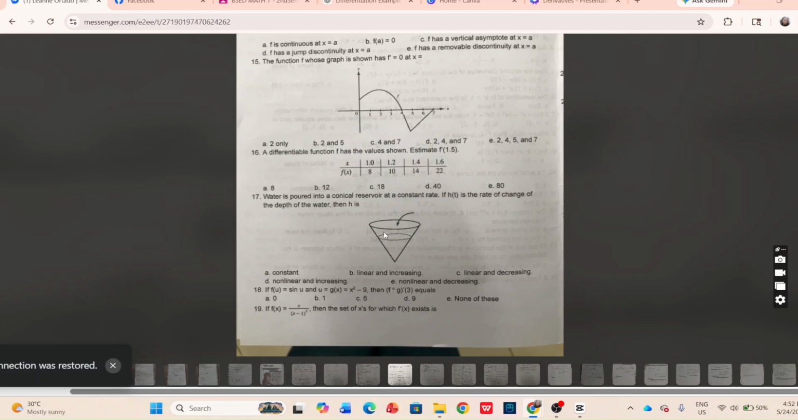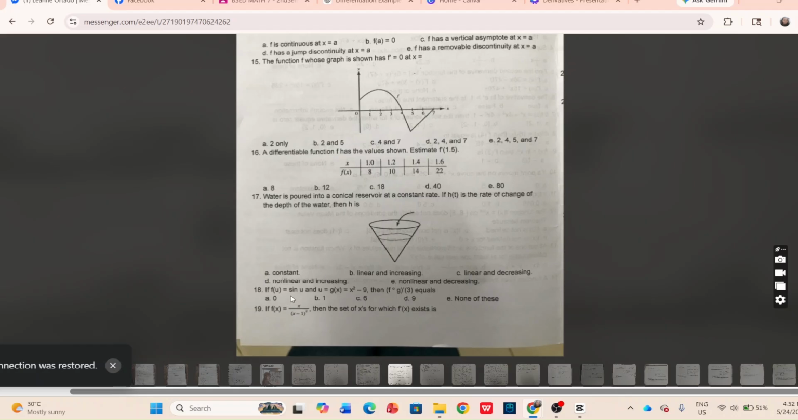Number 17. Water is poured into a conical reservoir at a constant rate. If h of t is the rate of change of the depth of water, then the correct answer for number 17 is letter D, nonlinear and increasing. Because as the cone fills, the radius changes with height, so it is nonlinear, and depth increases continuously. So it means that h is nonlinear and increasing.